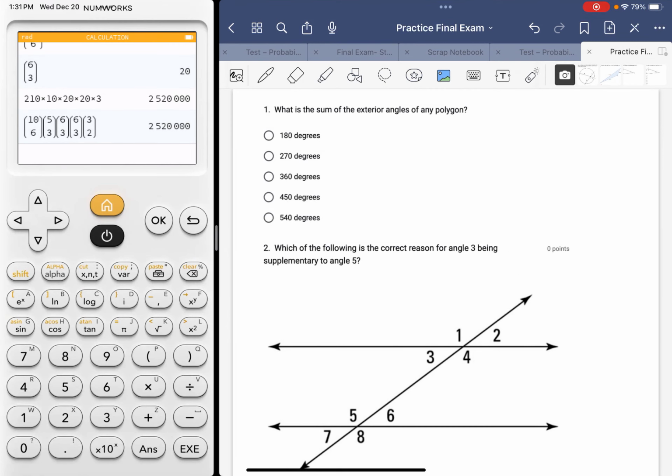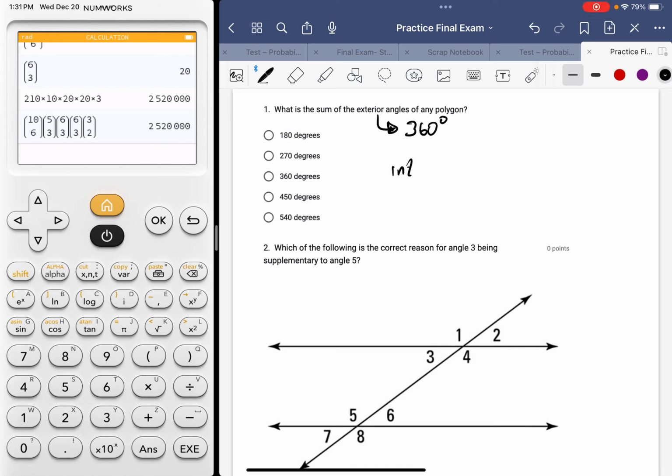All right, so just running through the problems in the practice final. The first question: what is the sum of the exterior angles of any polygon? That's really just a fact. Exterior angles always add up to 360 degrees.